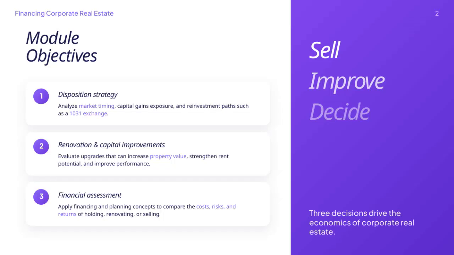On this slide, we're focusing on the key objectives related to managing corporate real estate effectively. First, we'll look at disposition strategy, which involves analyzing market timing, understanding your exposure to capital gains, and exploring reinvestment options like a 1031 exchange. This helps in making informed decisions about when and how to sell properties.